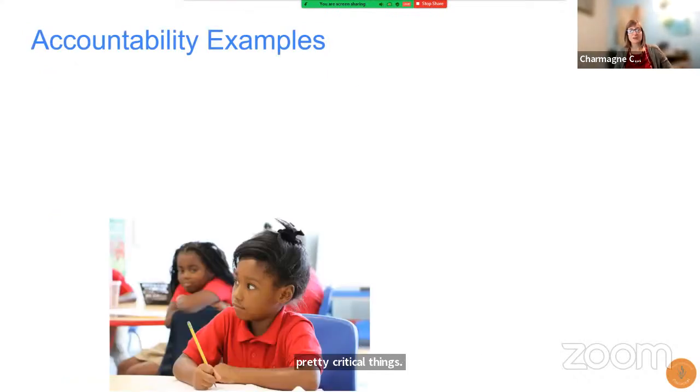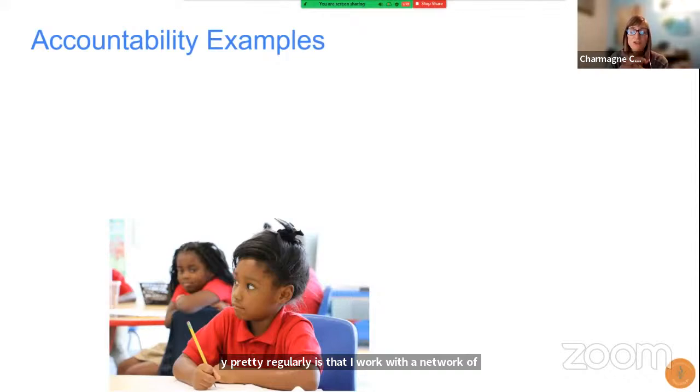So one of the ways that I'm engaged in accountability pretty regularly is that I work with a network of charter schools, and they have a charter school authorizer that does annual and ongoing accountability for charter schools. And in the education world, accountability is a hot topic. And really, there are so many external requirements and reporting with testing and financial management and all of those things.